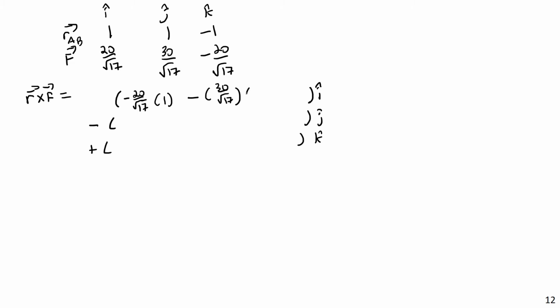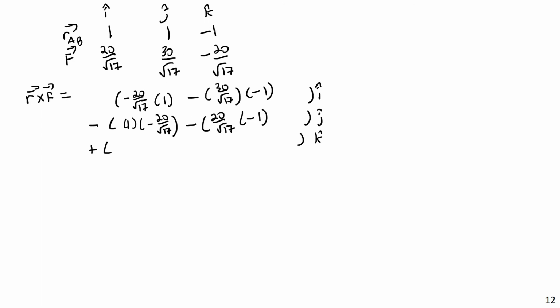30 over root 17 times -1. So we'll try very hard not to make a stupid math error, which is certainly possible, so you have to be careful with this. So again, -20 over root 17 times 1 minus 30 over root 17 times -1. Now for the J, that's going to be 1 times -20 over root 17, and then minus 20 over root 17 times -1.